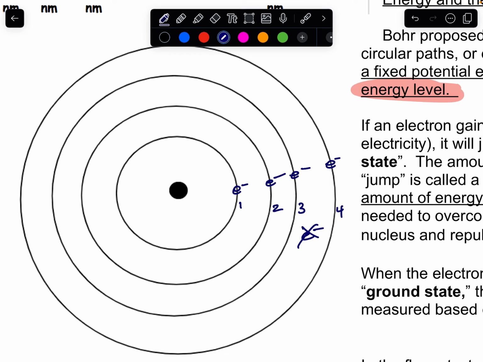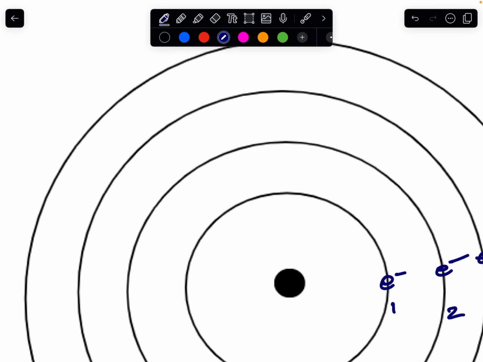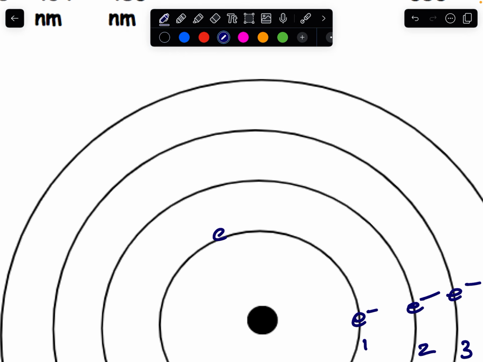Now, how does this get us to this line spectrum? Well, let's focus on just one electron here. I'm going to put an electron over here in energy level 1. This is where the electron normally hangs out, and just so we're clear, electrons can hang out in levels 2, 3, 4, depending on how many electrons we have.